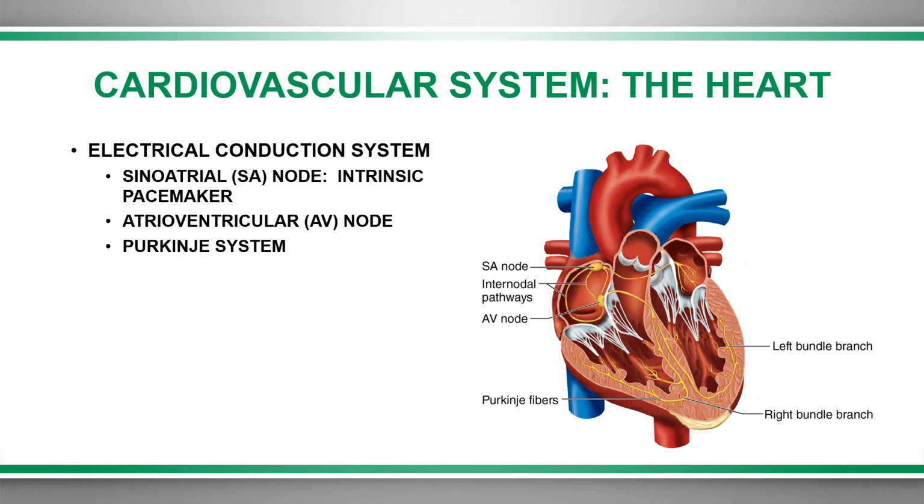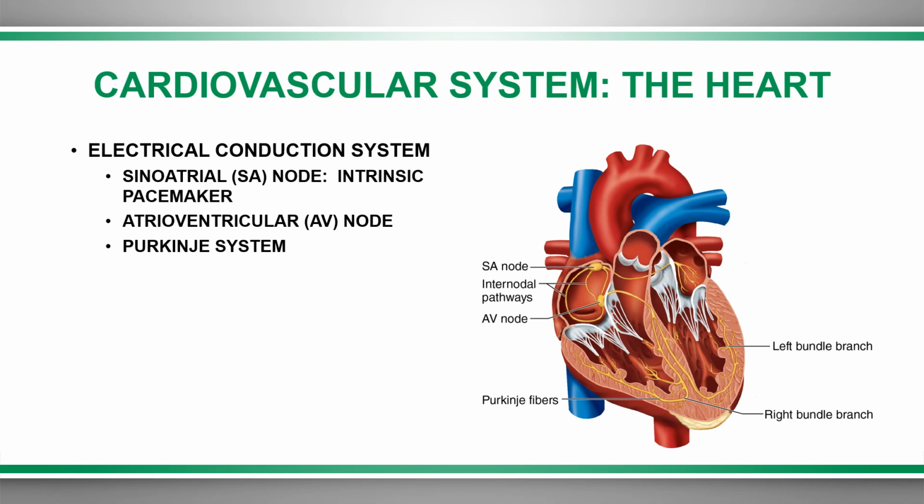Your AV node is located in an area known as the triangle of Koch, located between the septal leaflet of the tricuspid valve, the coronary sinus, and the membranous portion of the intraatrial septum. This is near the central area of the heart.